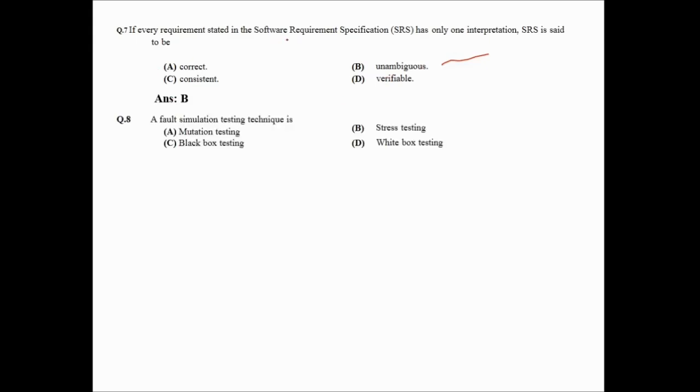And now we have a question: if every requirement stated in the SRS has only one interpretation, the SRS is said to be what? Can you guess which one is the correct answer? If every requirement stated in the software requirement specification has only one interpretation, the answer is unambiguous. Okay. If the requirements have different interpretations, then we say that it is inconsistent or incorrect.